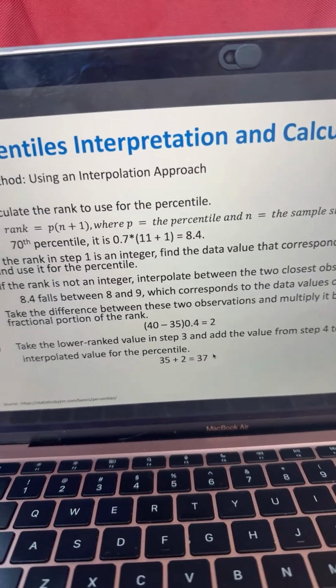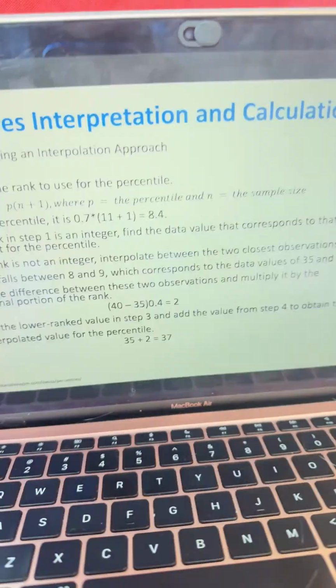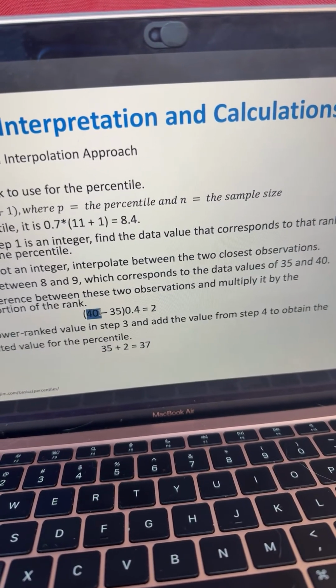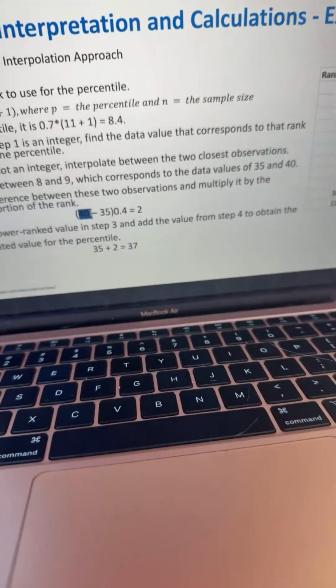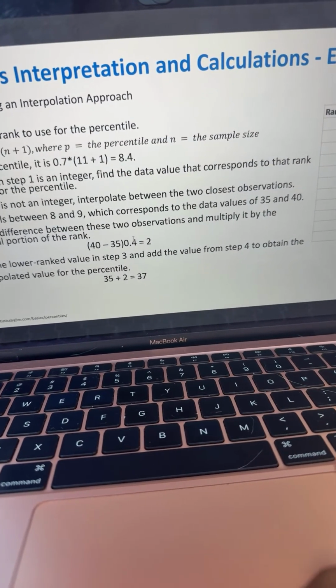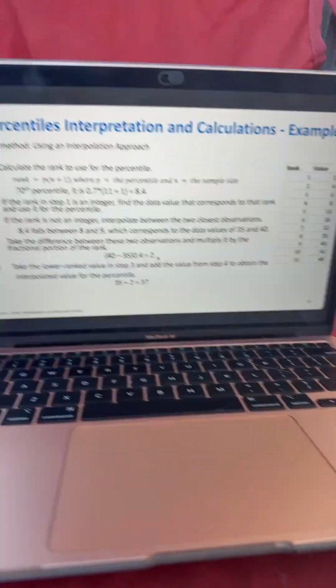Multiply it by the fractional portion of the rank. Let's just use this one's fractional portion. Sorry about that noise. Subtract it by 35, and then you get 2. What is 2 though? Is it the percentile or what?